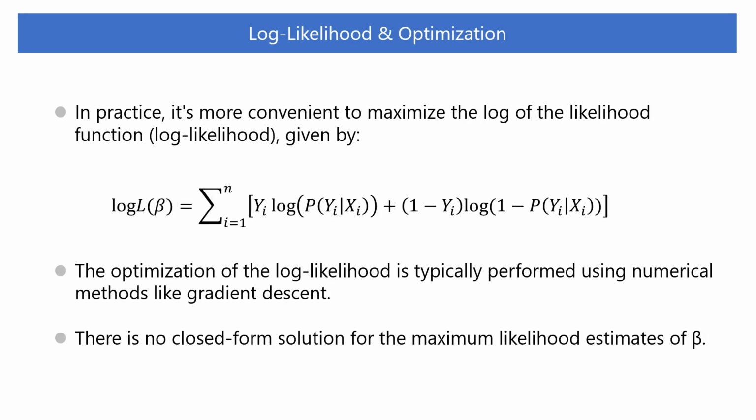In practice, it is more convenient to maximize the log of the likelihood function, that is, log likelihood, given by this formula. The optimization of the log likelihood is typically performed using numerical methods like gradient descent, because there is no closed-form solution for the maximum likelihood estimates of beta.